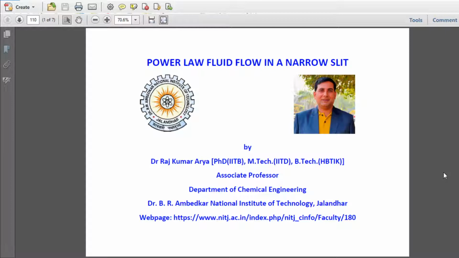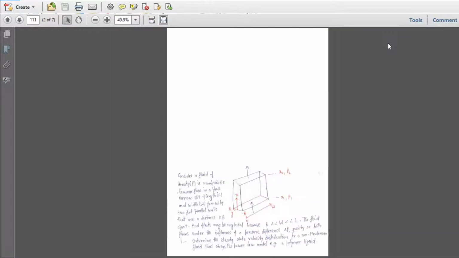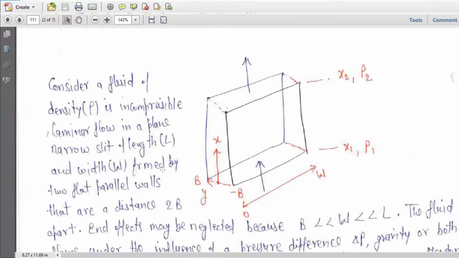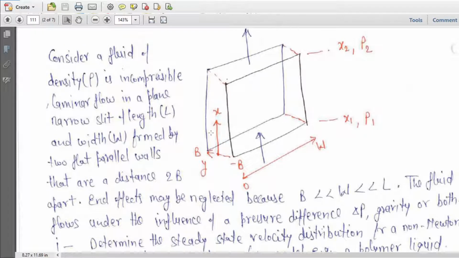Today I am going to explain the power law of fluid flow in a plane narrow slit. The narrow slit is given by something like this. So this is what you have, a narrow slit here, which is 2b distance apart, and these are two parallel plates, one here, one here. The width of the plate is W and the length of the plate is L. The pressure at the inlet end is P1 and at the exit is P2.